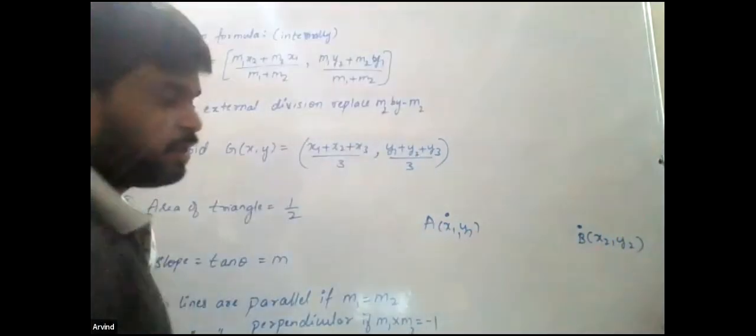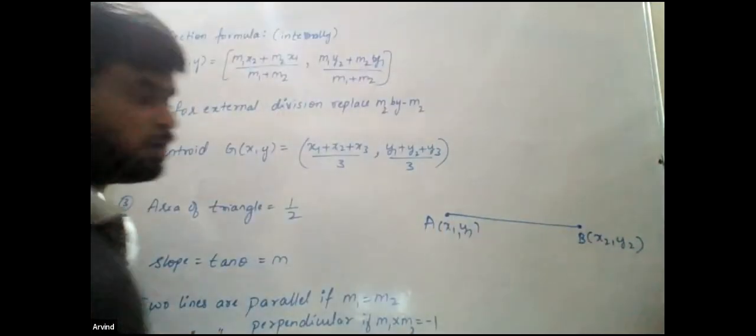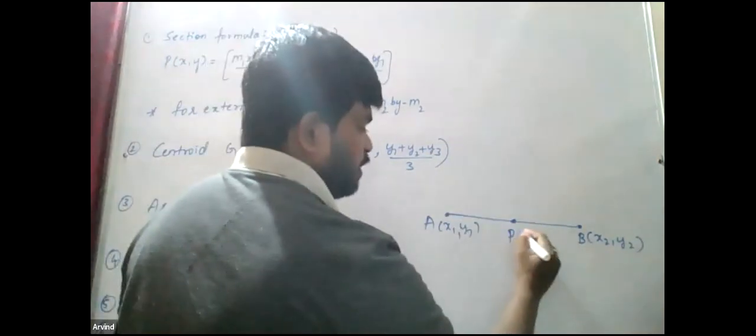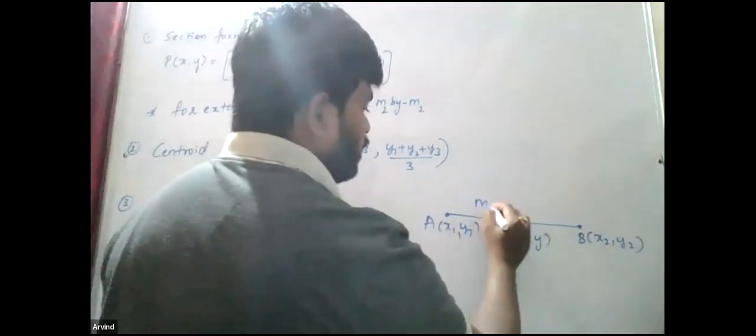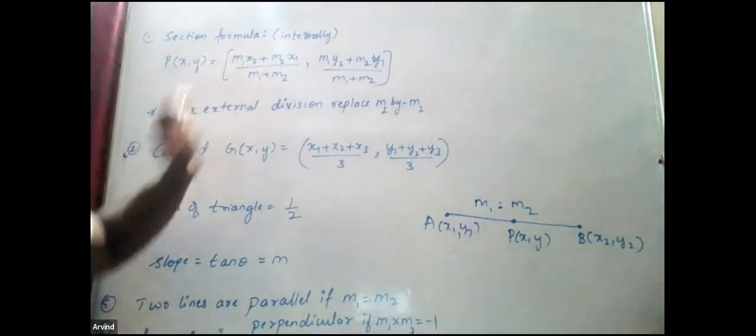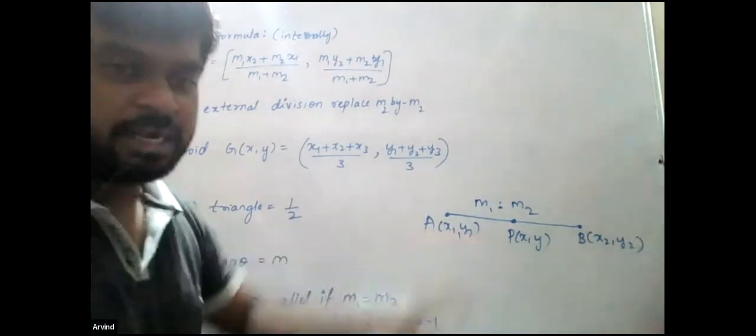There are two points, and if we join the two points we get a line segment. Some other point on that line segment, let's say P, whose coordinate is x, y. Let's say it is dividing this line in the ratio m1 is to m2, then x, y is given by this formula. You can also derive all this, but we are not interested in that. Just remember this formula. This is internally.